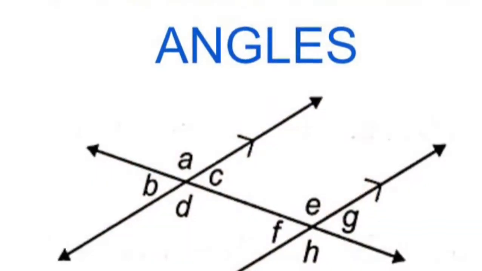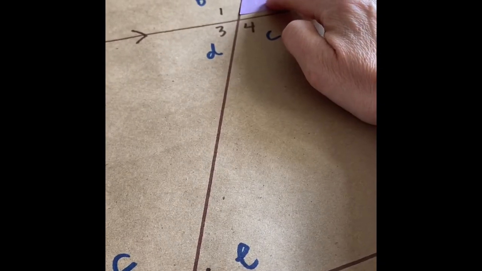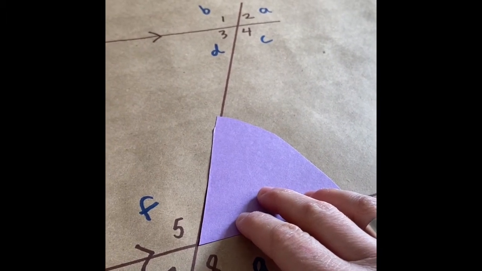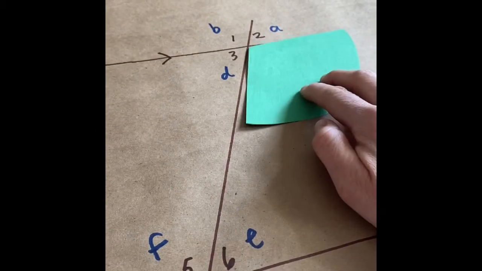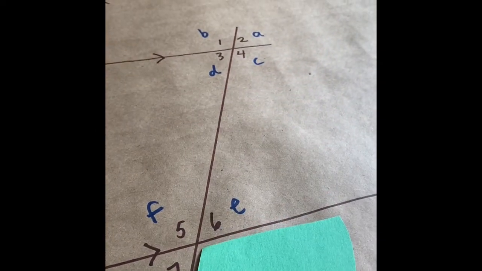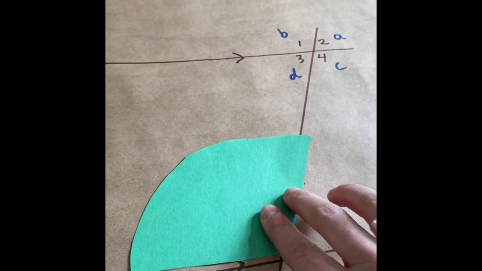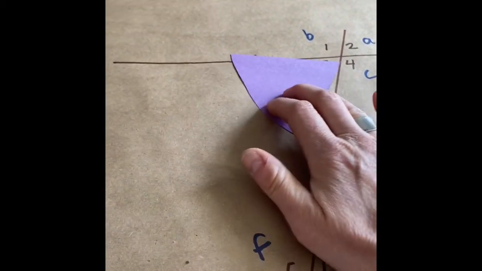The next rule we're going to learn is corresponding angles. Corresponding angles tell you that angle A is the same as angle E. It also tells you that angle C is the same as angle G. It tells you that angle B is the same as angle F, and angle D is the same as angle H.